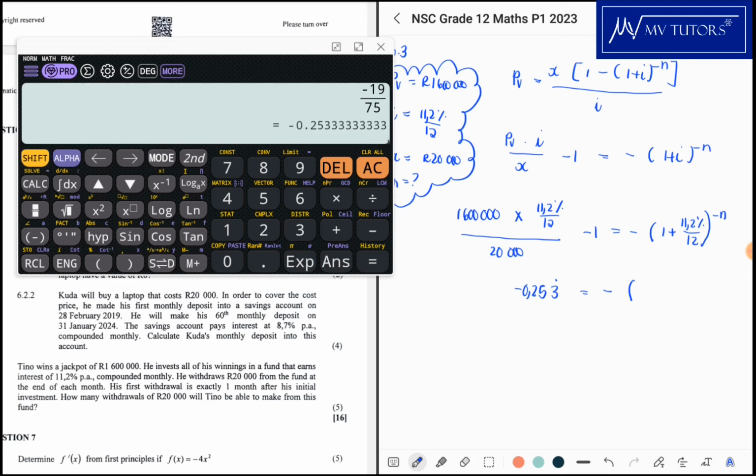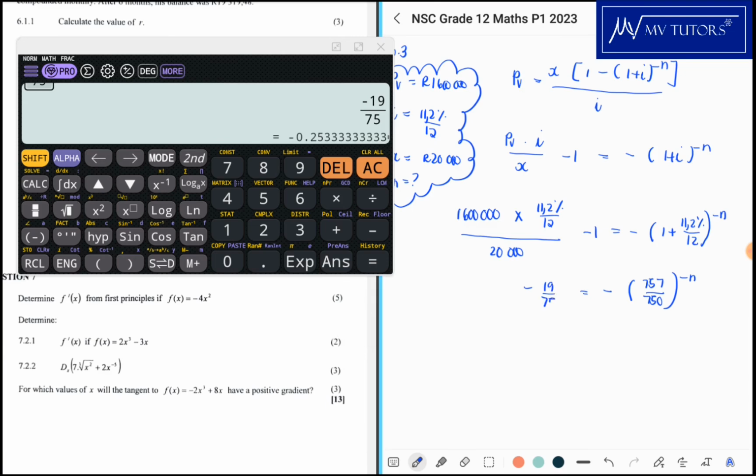And then we have 1 plus 11.2% divided by 12. And that is just 757 over 750. I mean, even this previous amount, I could have left it as a fraction so that I don't have to refer back to it. It's negative 19 over 75.